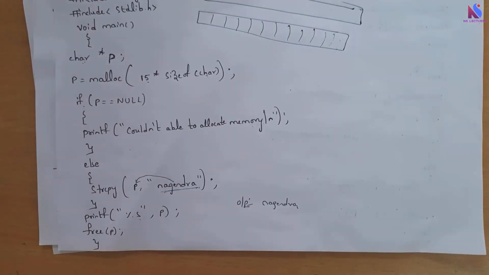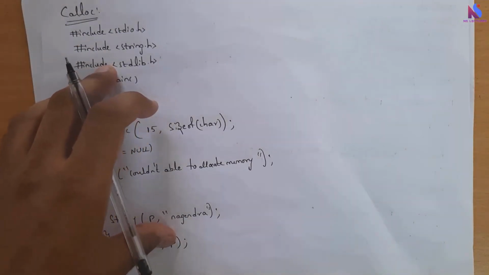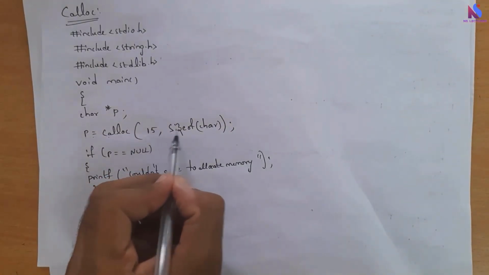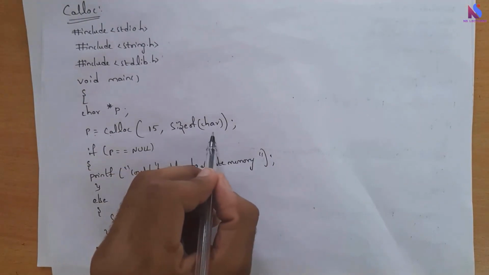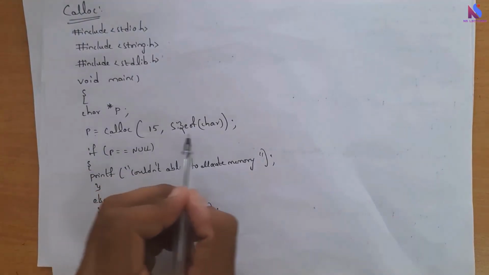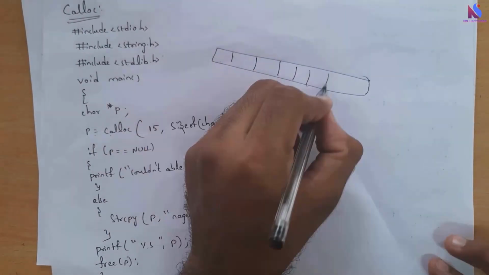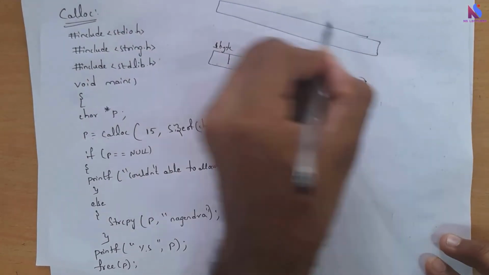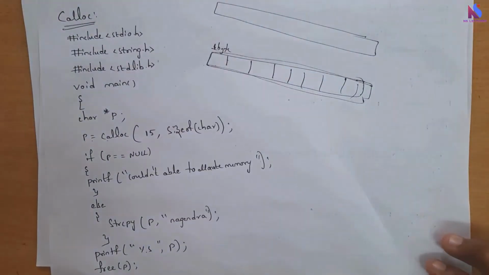Next I will explain the program for the calloc function. Guys, this program is the same as the malloc one. The only difference is that here you need to write p is equal to calloc of 15 comma size of char, whereas in the previous example we wrote malloc of 15 into size of char. Whenever you write like this, the calloc function will create 15 small blocks and each block occupies 1 byte of memory, whereas malloc will create a single block of size 15. These are the differences between malloc and calloc.